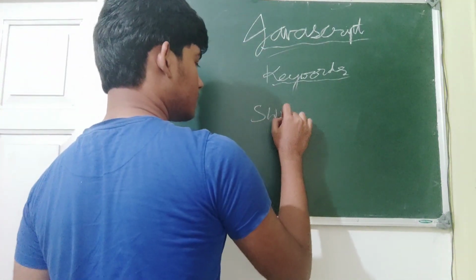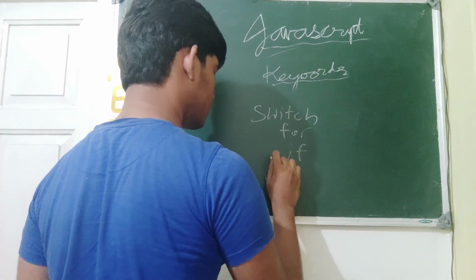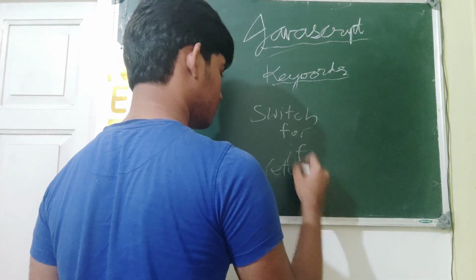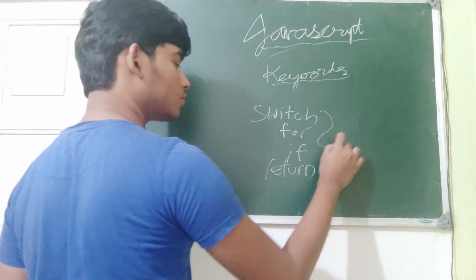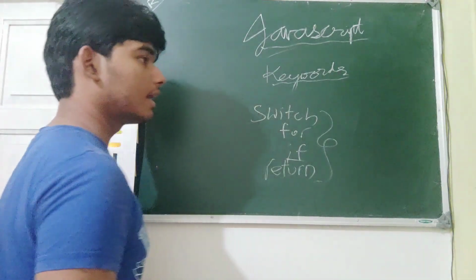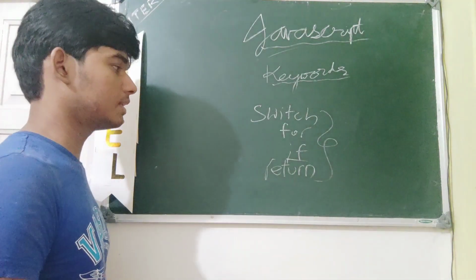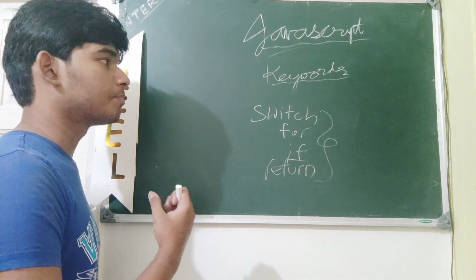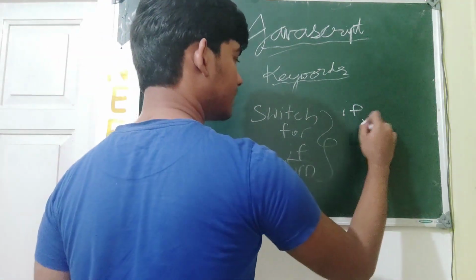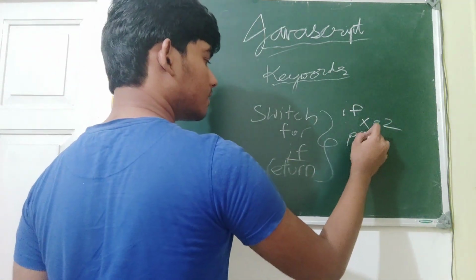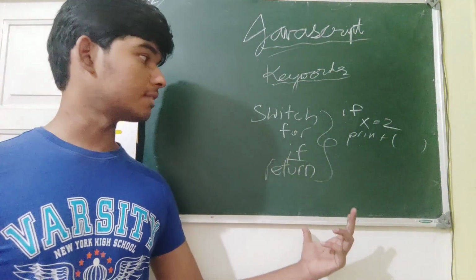Now let's talk about switch, for, and let's say if. Let us also talk about return. So these 4 are again some other keywords. First let's talk about if, because that is the most used keyword that we use. As the name suggests, if is used in a programming language when you need to write a condition. For example, if you write something like if x is equal to 2, then print these specific words. That is how we can use if to write a condition.